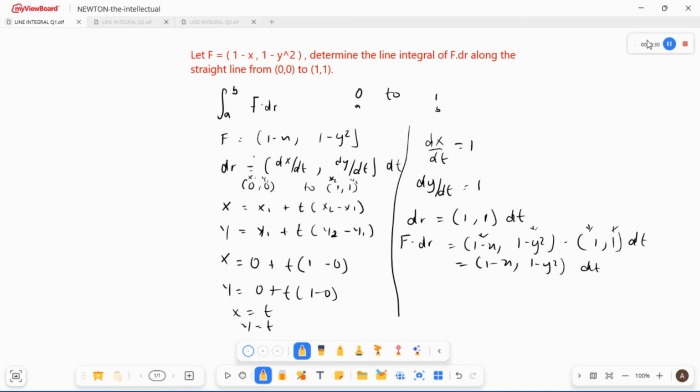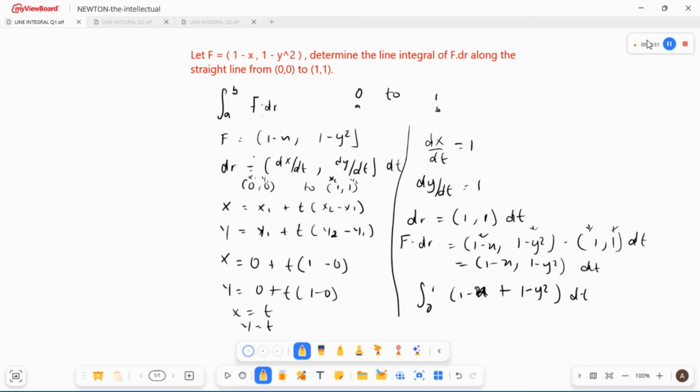So now we take the integral. Remember, this is our f dr, so we can replace it here. Remember our standard limit is 0 to 1. We have 0 to 1, and then we have 1 minus x. Now that we are putting it into the integral, we can remove this comma and just put plus 1 minus y squared, then we have dt.